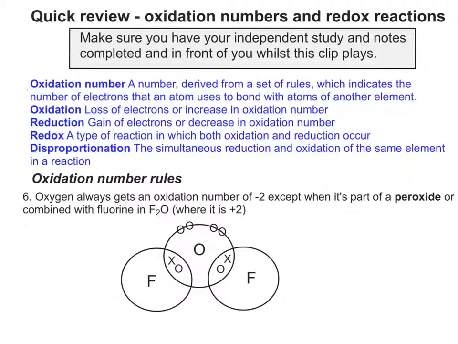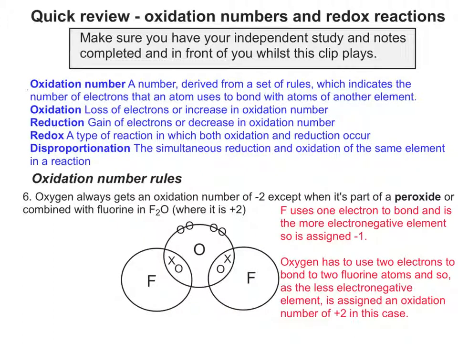There is one more exception to oxygen. This is the only other exception, and that's when it's combined with fluorine, for example F2O. So fluorine uses 1 electron to bond, and is the more electronegative element, in this case out of the 2, so it's assigned -1. Oxygen, on the other hand, has to use 2 electrons to bond to 2 fluorine atoms. And so as the less electronegative element, it's assigned an oxidation number +2 in this case.